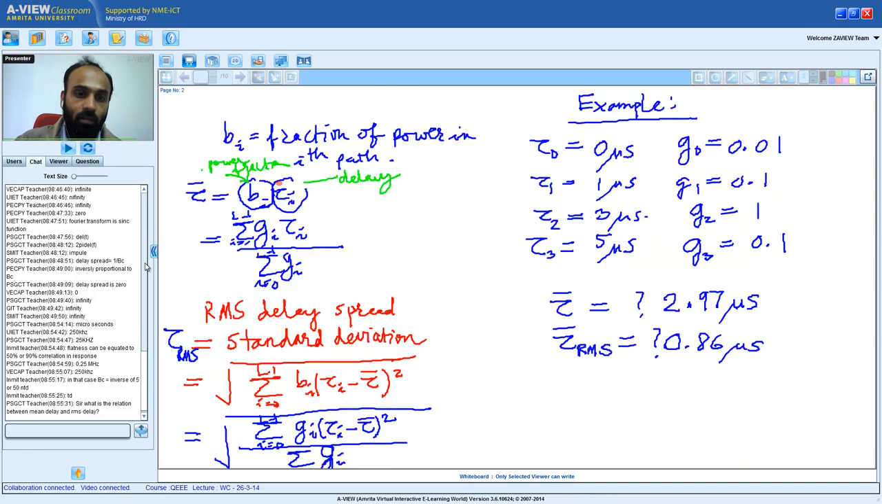Mean delay, where is the expression for mean delay? Mean delay is tau bar, which is the sum of P_i tau_i. This is the average delay of the signal. Delay spread is the standard deviation.